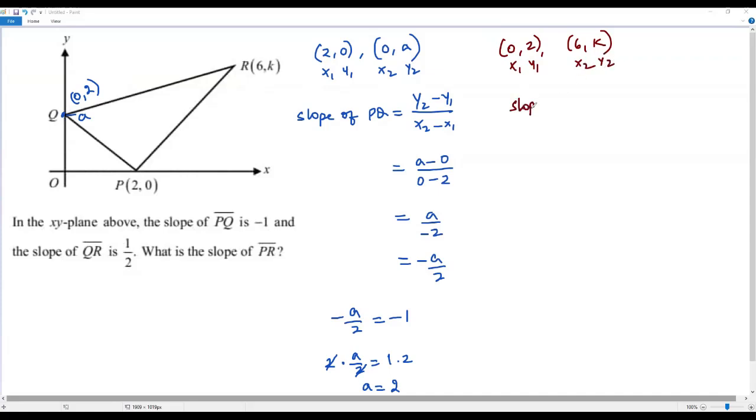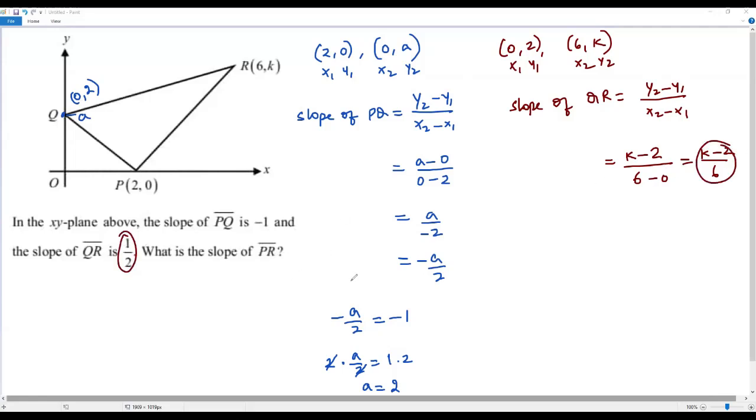Okay, slope of QR. Let me write it over here. The same formula, y2 minus y1 divided by x2 minus x1. So y2 is K and y1 is 2 and x2 is 6 and x1 is 0. Then we get K minus 2 divided by 6. So this is the slope of line QR. But already we have the slope of line QR in the question, that is 1/2. So this 1/2 and K minus 2 over 6, both of them represent the same thing, that is the slope of line QR. So we can equate them. Then we get K minus 2 divided by 6 equals 1/2.